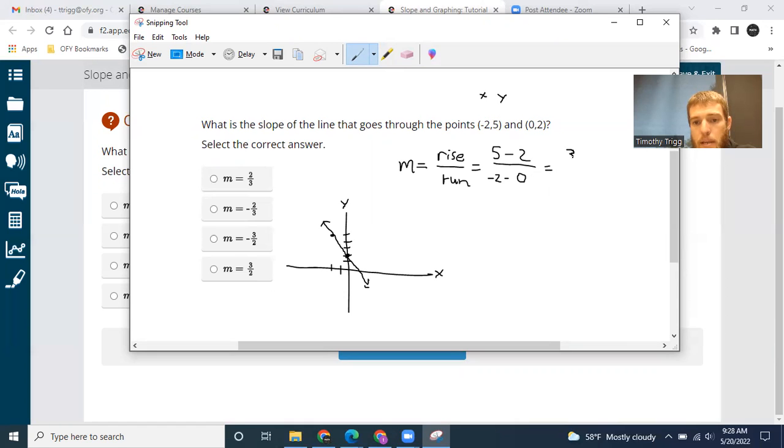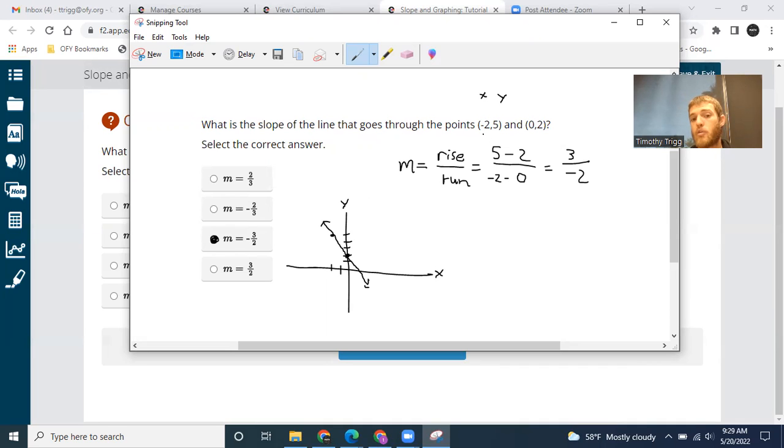So that would be 3 over -2. That's the slope of this line. Or in other words, -3 over 2, -3/2. Now, if you have the graph, you actually don't need to use this formula, okay? This rise over run where you subtract the y's, that goes on top, subtract the x's, that goes on bottom, and then you have your slope.